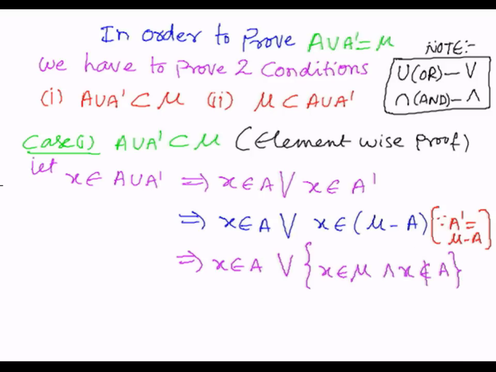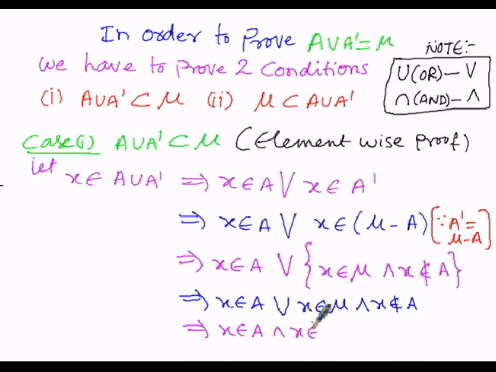The next logical step: that implies x belongs to A, removing the brackets, or x belongs to μ and x does not belong to A. Here I am going to group x belongs to A and x does not belong to A together in the next logical step. So x belongs to A and x does not belong to A, or x belongs to the universal set μ. There is no meaning in this, so it dissolves, and only x belongs to μ is left over. So from this we got the left hand side as x belongs to A union A', which implies x belongs to μ.